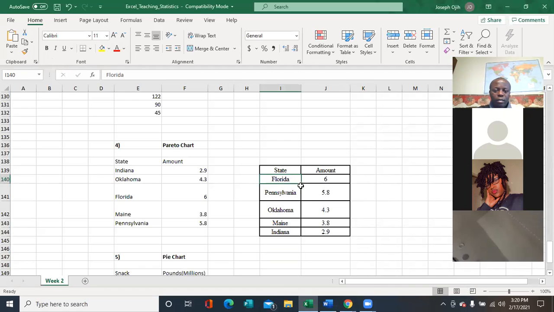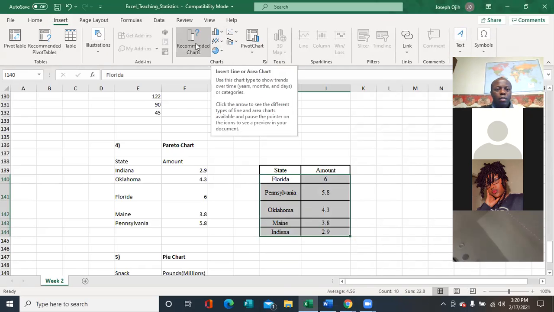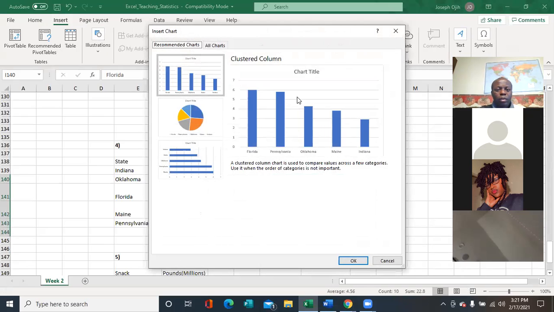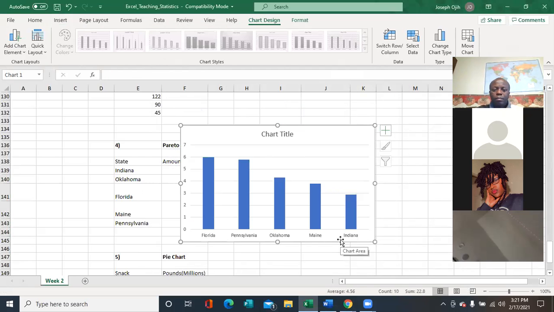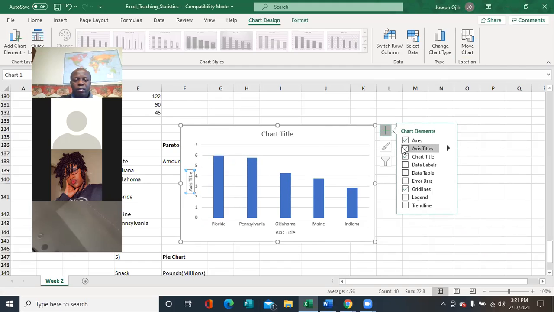Now you can just highlight it from here and go here and click insert chart, recommended charts. So you can see right here, click on it, and then okay, there is the Pareto chart. Now you can format it. How do you format it? By closing the gaps. You click on this plus sign here so that you can add the axis.